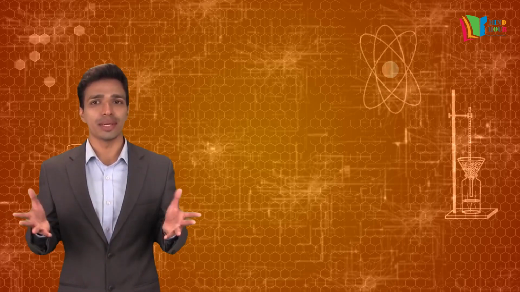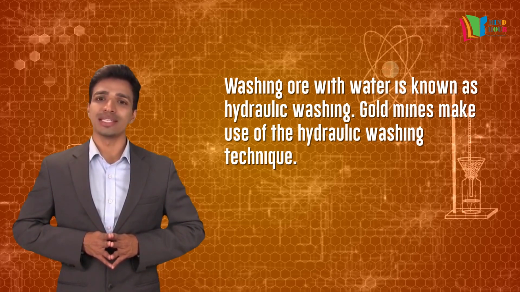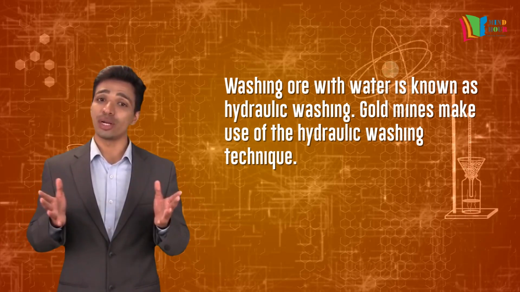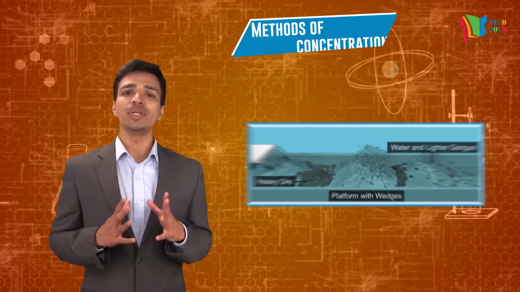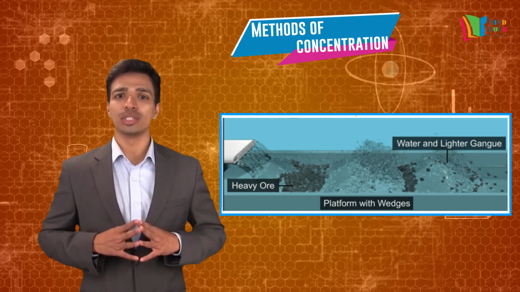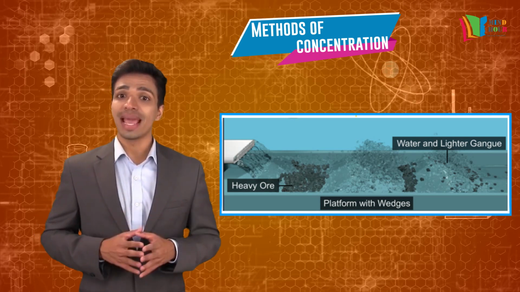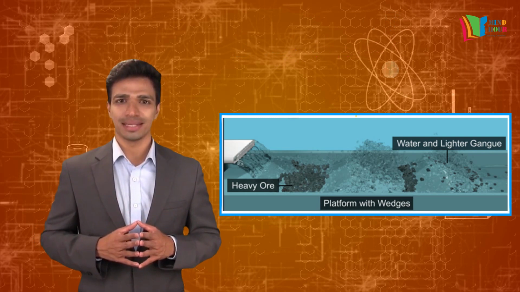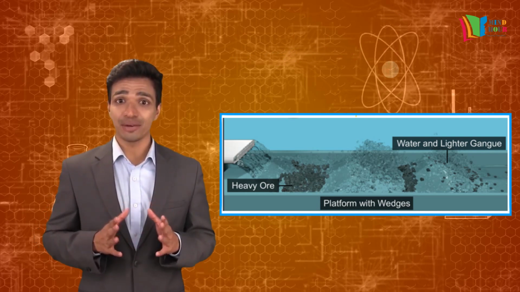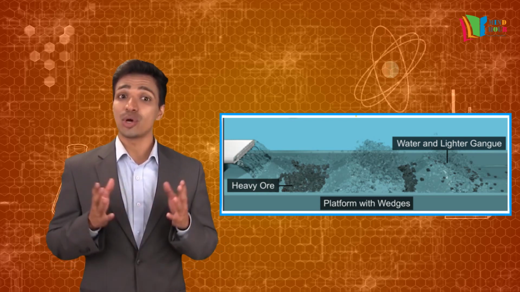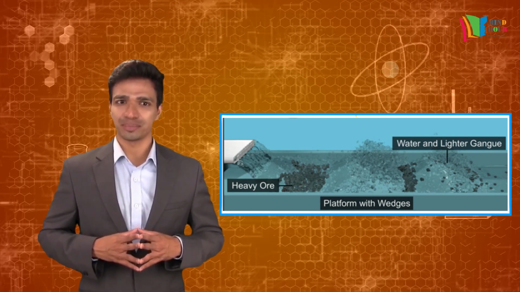The name hydraulic means operated by the pressure created by forcing water or any other liquid. Washing ore with water is known as hydraulic washing. Gold mines make use of the hydraulic washing technique. An upward stream of running water is used to wash powdered ore. The lighter particles of the gangue are washed away and the heavier ore is left behind. This technique separates the gangue from the ore using the difference in their specific gravities. It is also known as gravity separation.